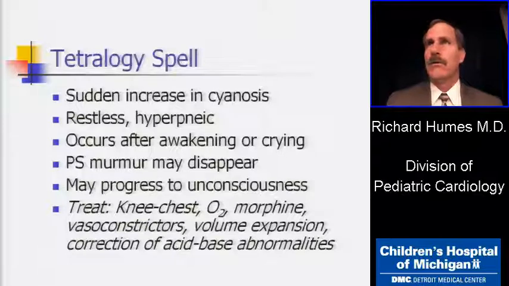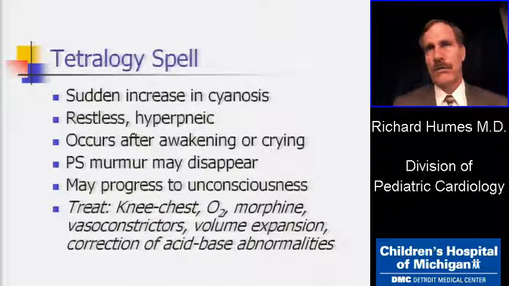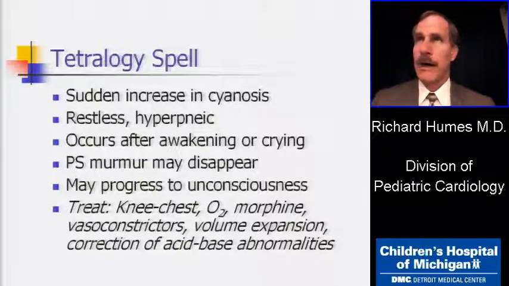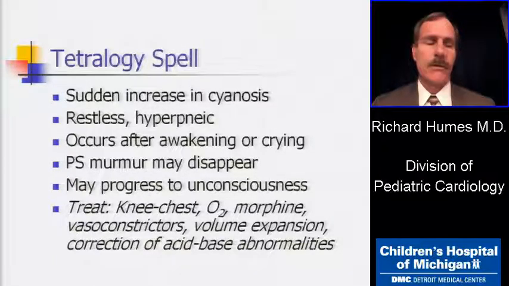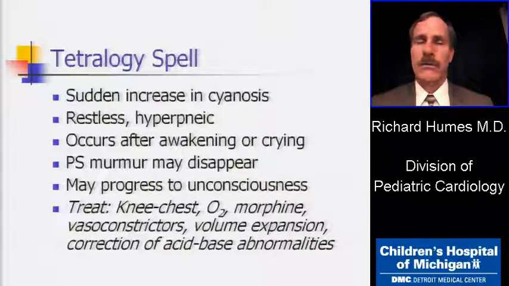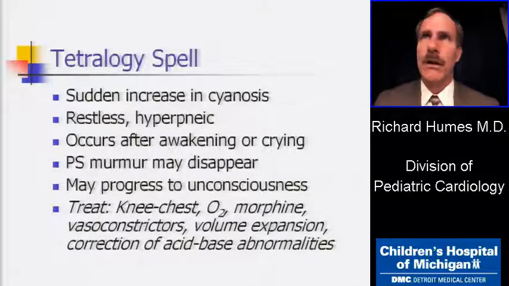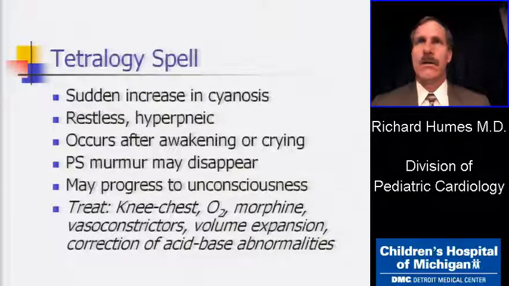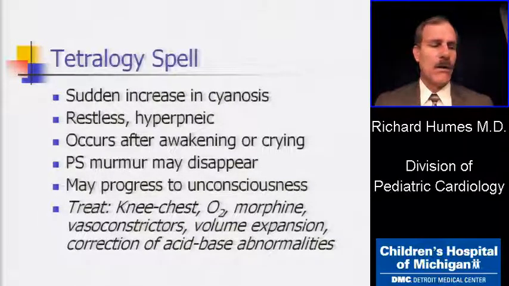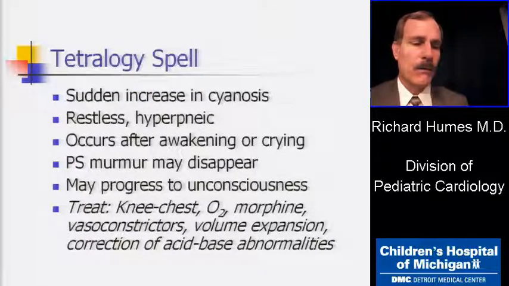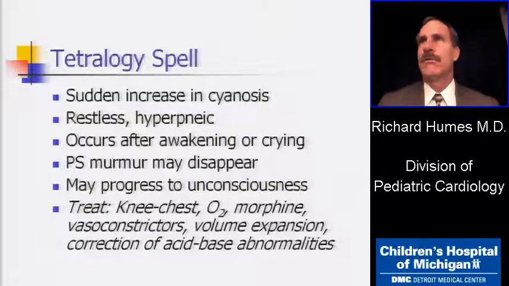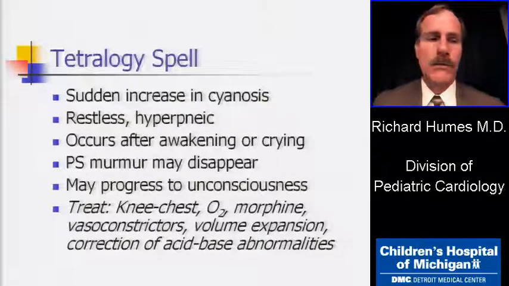The treatment for these, very quickly, is knee-chest position. You also want to give them oxygen. You want to give them morphine. You want to use morphine both to decrease the hyperpnea, which is playing into the vicious cycle of a TET spell, as well as relax the patient and give them some venodilation, which can help. You may also want to give them some vasoconstrictors. That can be effective in a TET spell. Volume expansion and correction of acid-base abnormalities may be necessary.